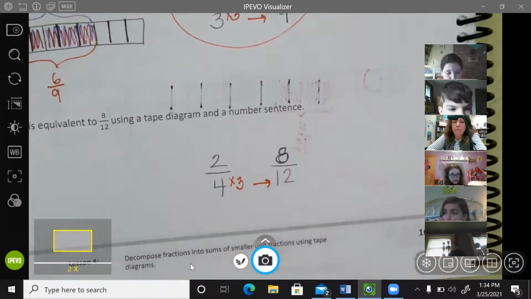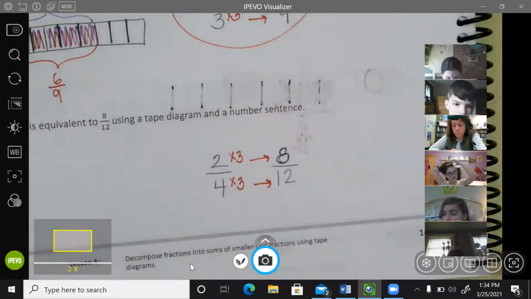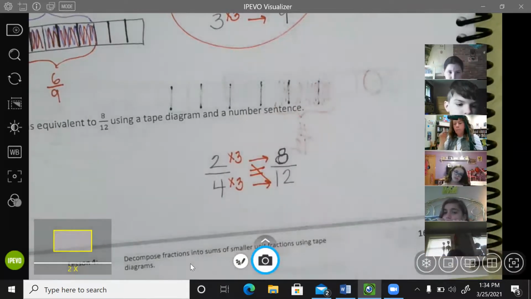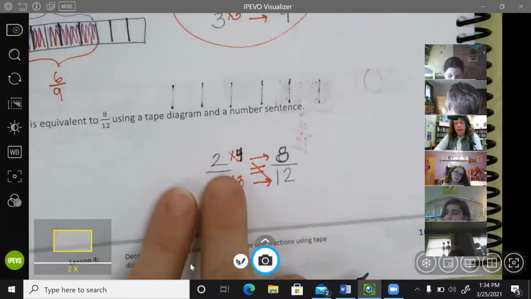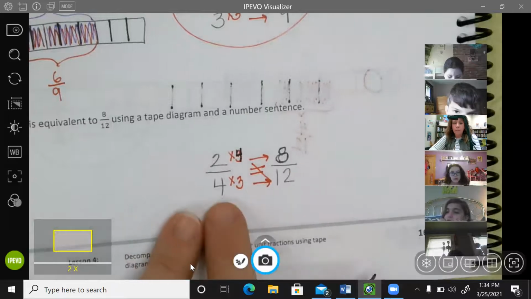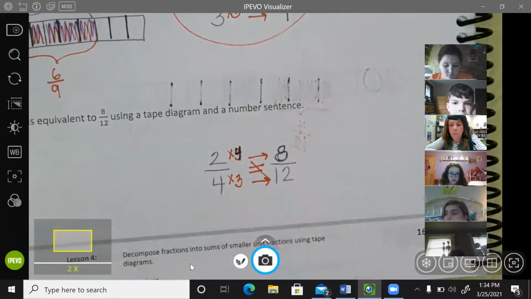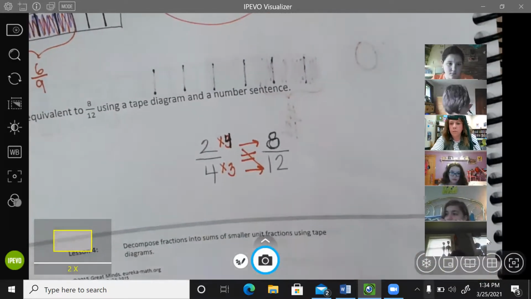Okay. What do I have to do to my numerator? You have to multiply by the same thing? Does 2 times 3 equal 8? No. So these are not equal. But sometimes kids tend to think, well, 2 times 4 equals 8. So I can think of 2 times something to give me 8 and 4 times something to give me 12. But why is this illegal? Who knows why this is illegal?